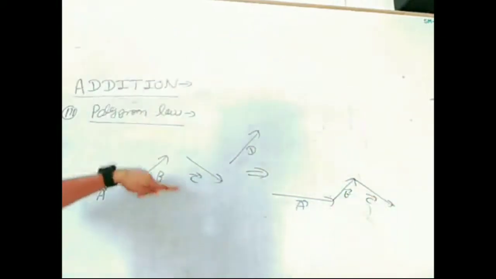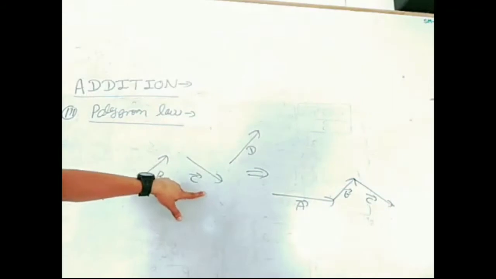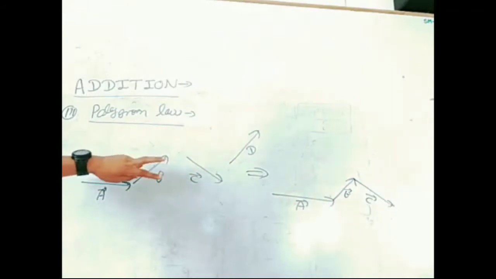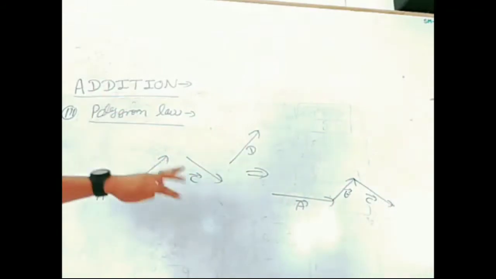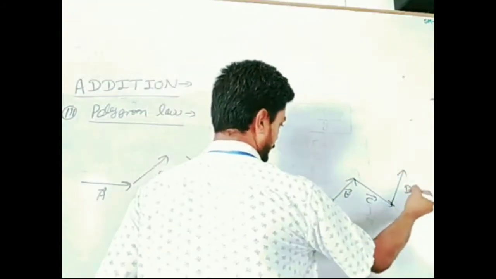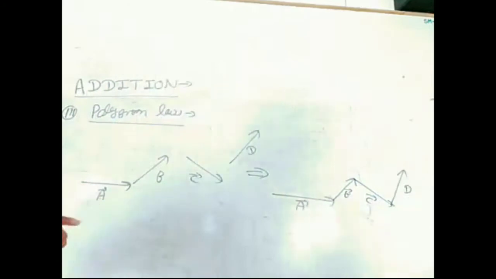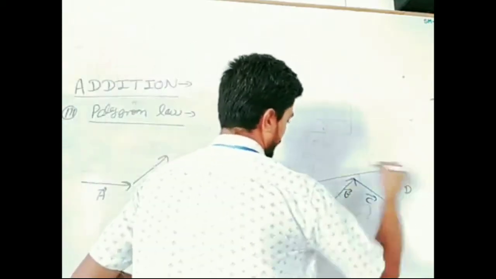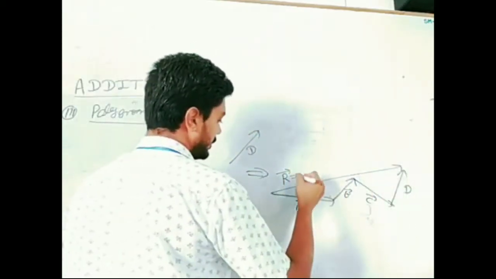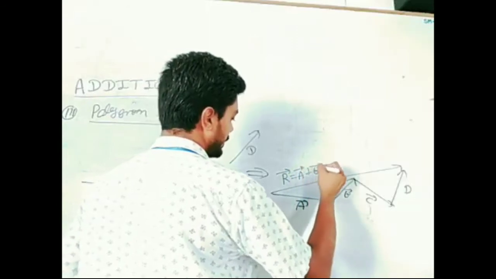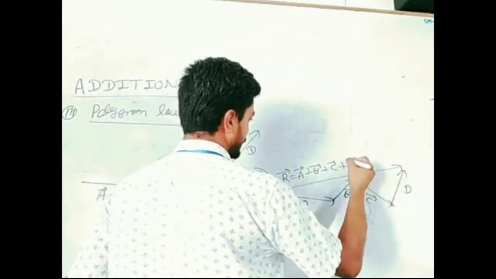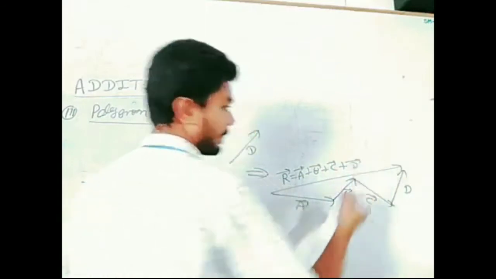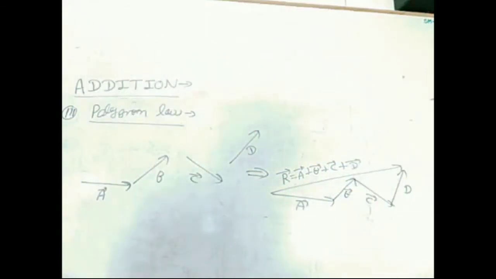And it is necessary to keep the magnitude and direction the same. There should be no change in the magnitude and direction. And last, draw vector D. Then the closing vector from the tail of A to the head of D will give the resultant vector A plus vector B plus vector C plus vector D.